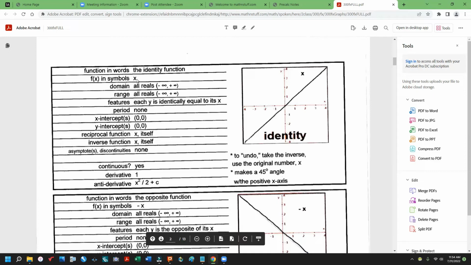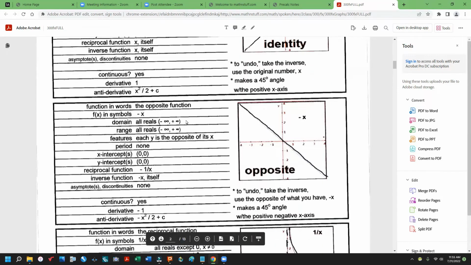Let's just look at what's under the identity. Symbol is x, symbol for a number. Domain, all the reals, range, all the reals. X-intercept, Y-intercept, reciprocal is itself, inverse is itself, no asymptotes, it is continuous, the derivative is 1, and the antiderivative is x squared over 2 plus c. So we have both Calc and Precalc available here, because if I was doing it for one, I might as well do it for both.